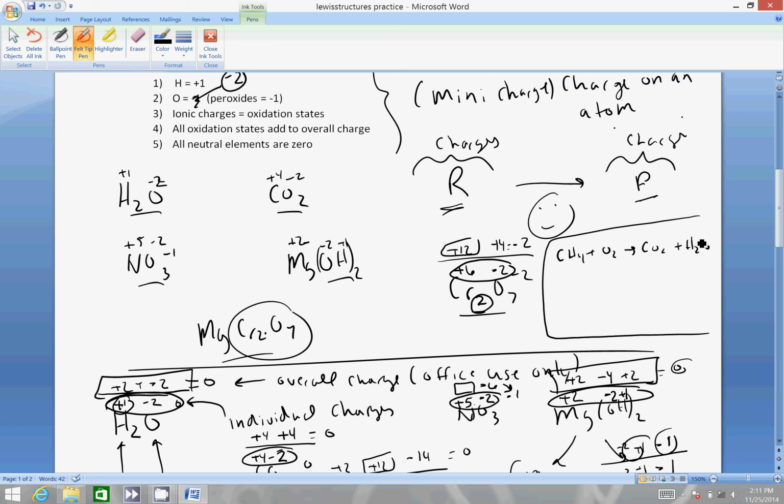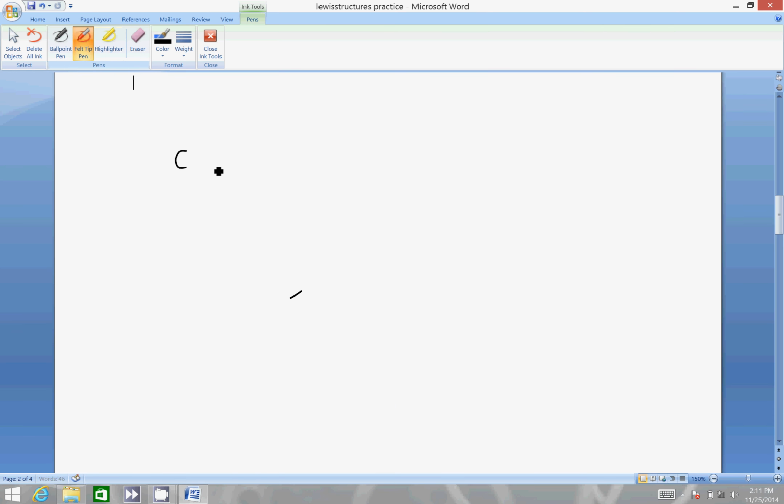We should be able to label some of these charges, and I'm just going to do this once. Alright, CH4 plus O2 yields carbon dioxide and H2O. Let's assign oxidation states. +1, and there's +4, -4.